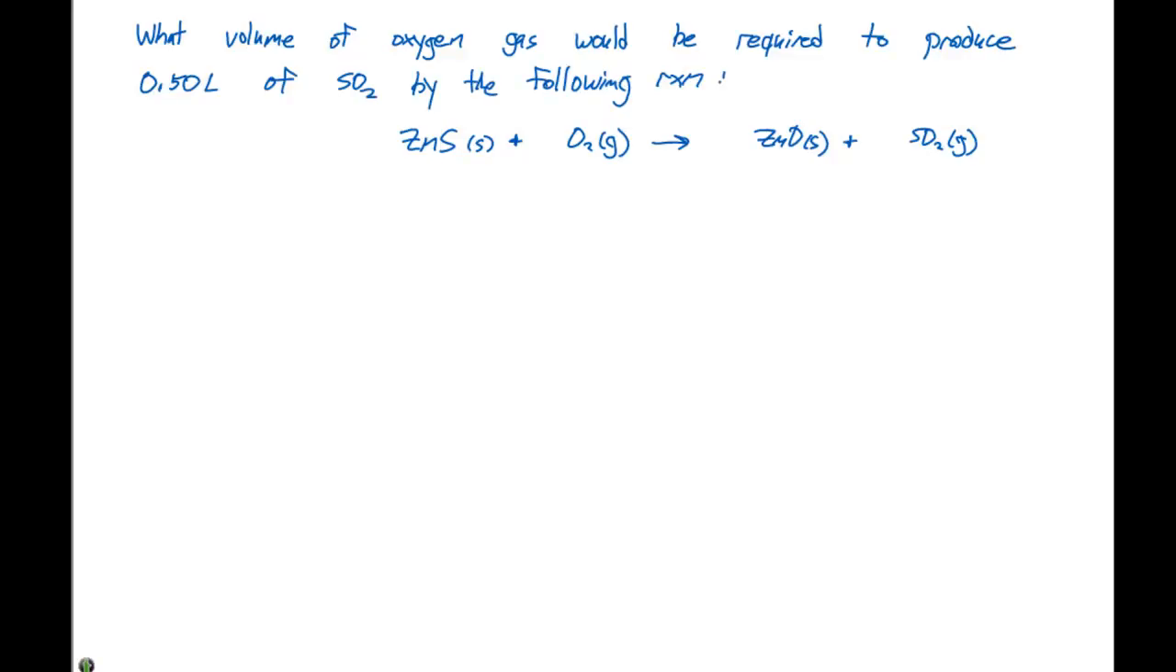What volume of oxygen gas would be required to produce 0.50 liters of SO2 by the following reaction? Here we're given a reaction that says zinc sulfide plus oxygen gas, giving us zinc oxide plus SO2 gas.